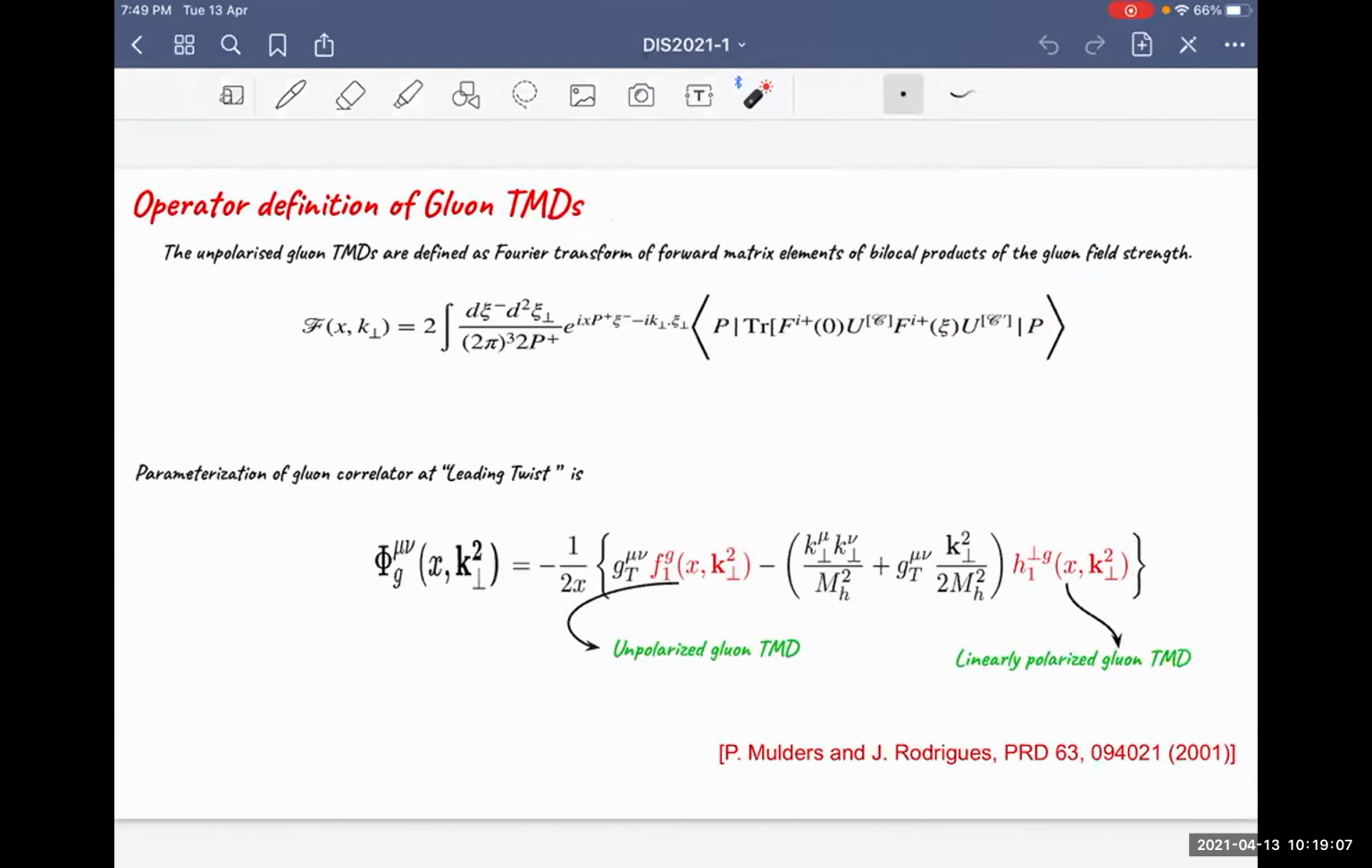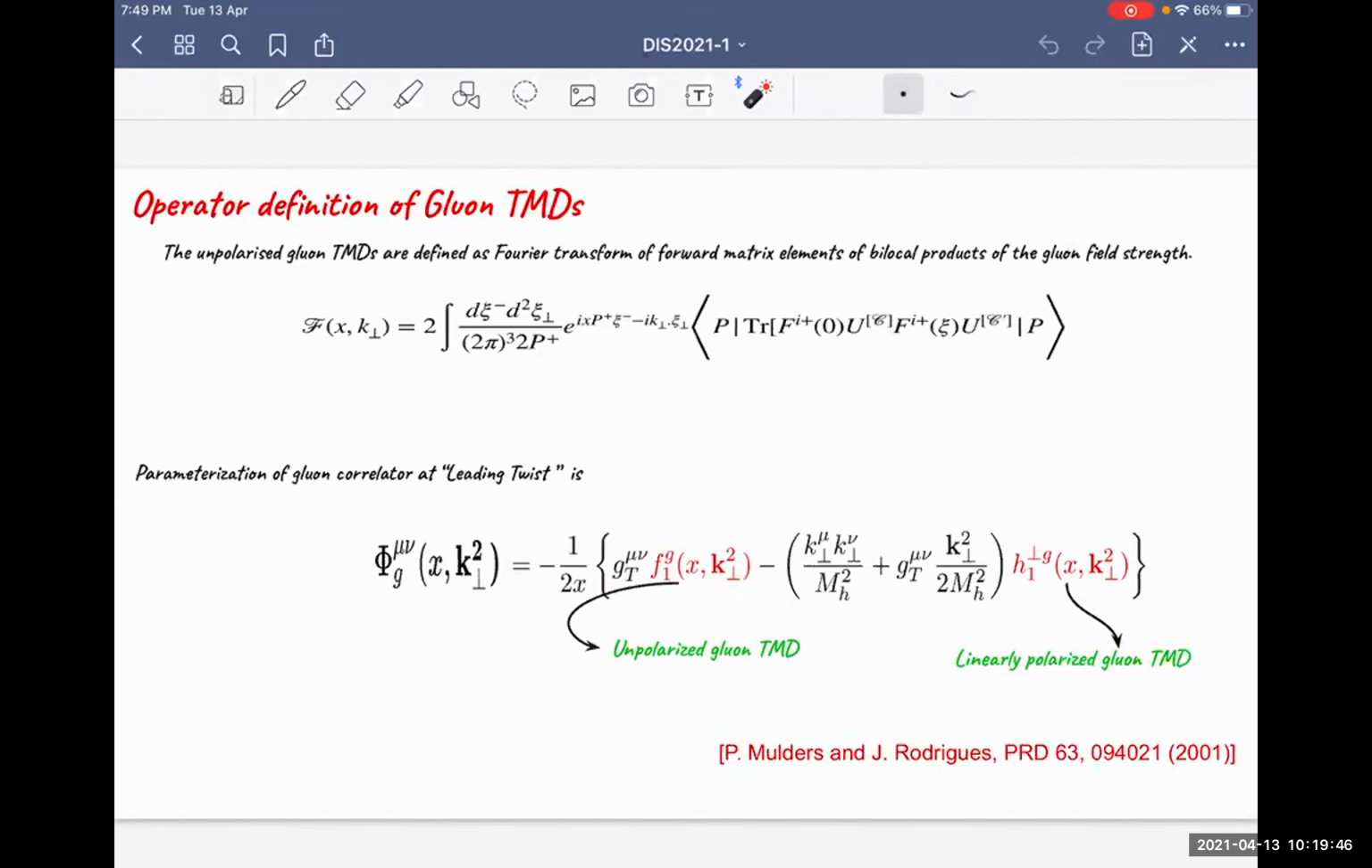In the parton model at the leading twist, we could write the gluon correlator in terms of the unpolarized gluon TMDs and the linearly polarized gluon TMDs. So these unpolarized gluon TMDs represent the unpolarized gluons within the unpolarized hadron, and they carry some fraction of the longitudinal momentum and some transverse momentum. Similarly, these linearly polarized gluons describe the linearly polarized gluons within the unpolarized proton.